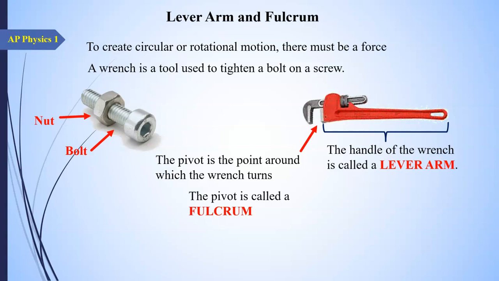So the pivot is the point around which the wrench turns, and the pivot is called the fulcrum. That's where the nut would fit inside of that little space there, and that's what you would turn. The handle of the wrench is called the lever arm.